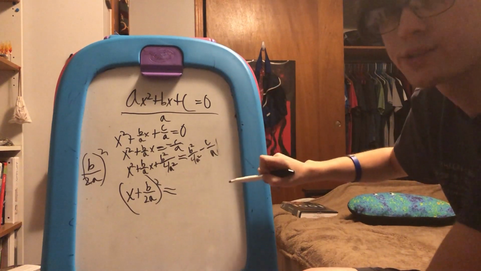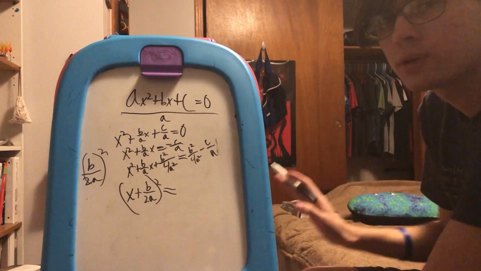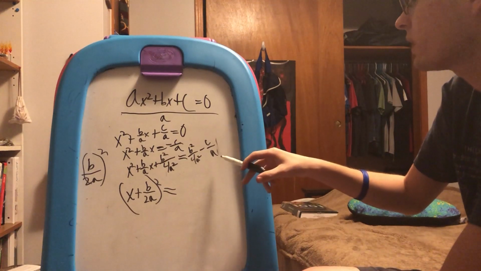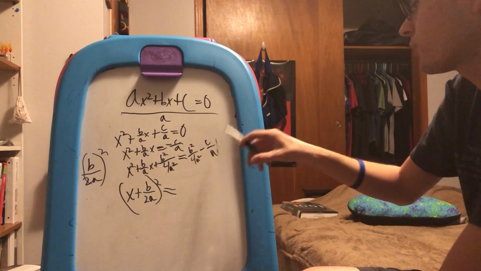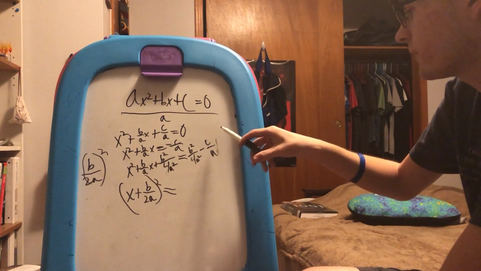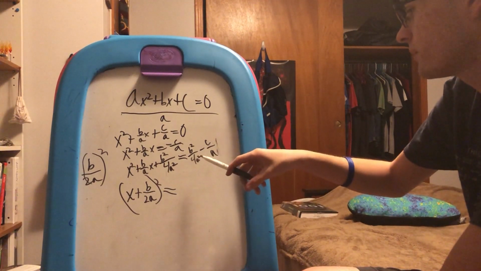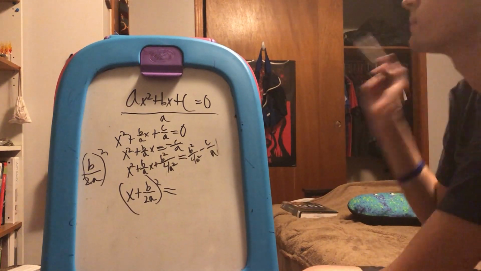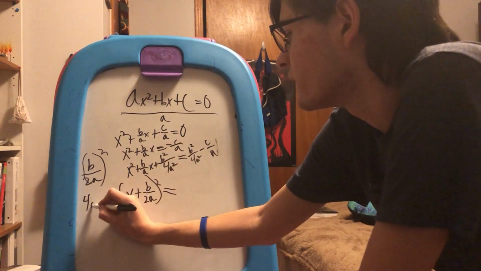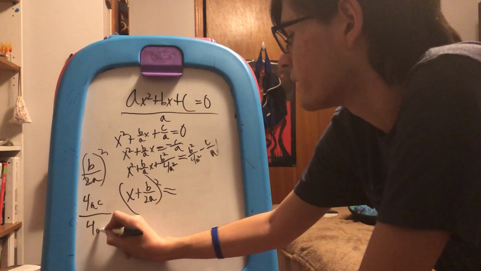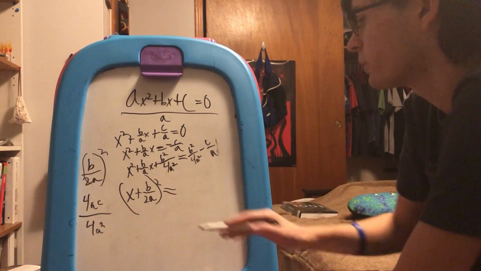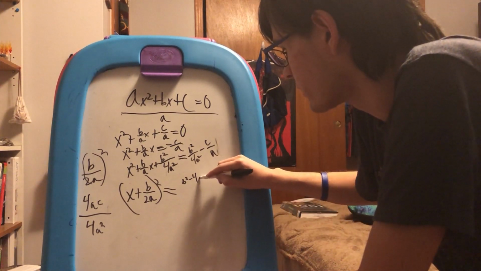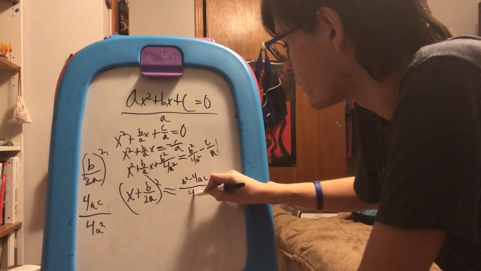So we've got subtraction of fractions, and to do addition or subtraction of fractions, you need like denominators. So we have to make c over a have a denominator of 4a squared. To do that, we just multiply the fraction by 4a over 4a, which gives us 4ac over 4a squared. We have like denominators now, so we can subtract, which gives us b squared minus 4ac over 4a squared.